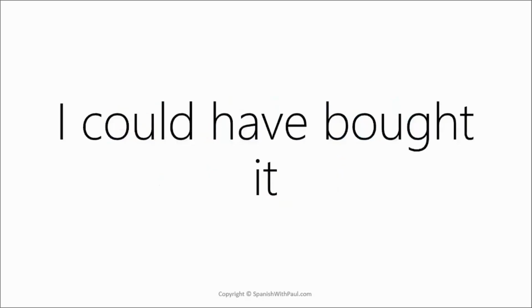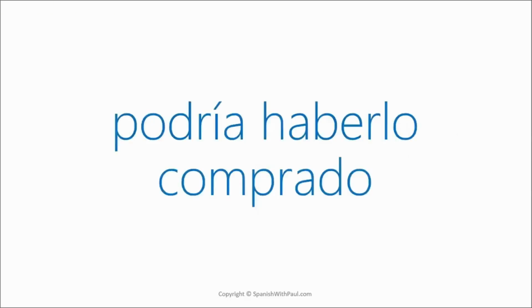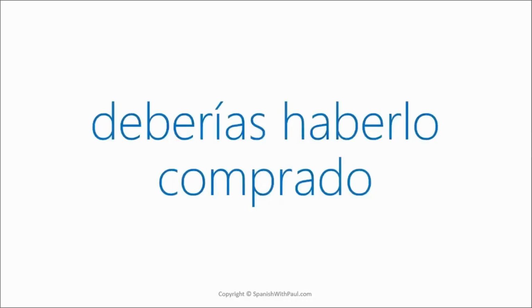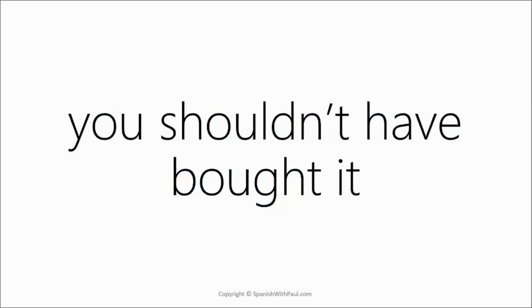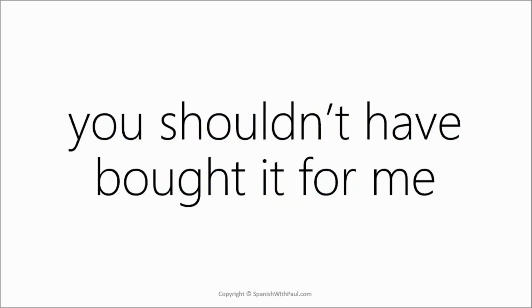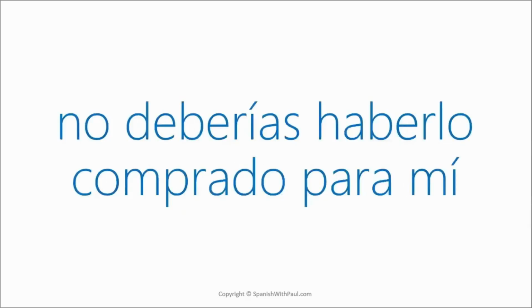How would you say I could have bought it? Podría haberlo comprado. You should have bought it. Deberías haberlo comprado. How would you say you shouldn't have bought it? No deberías haberlo comprado. So to get the negative, we simply add no onto the front. You shouldn't have bought it for me. No deberías haberlo comprado para mí.